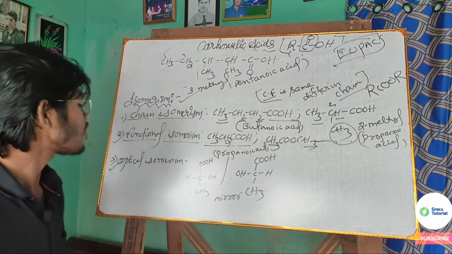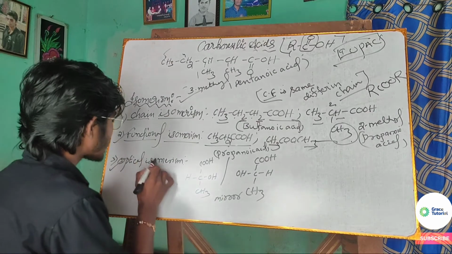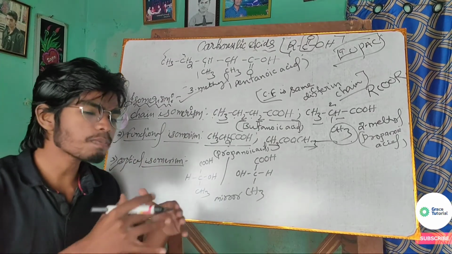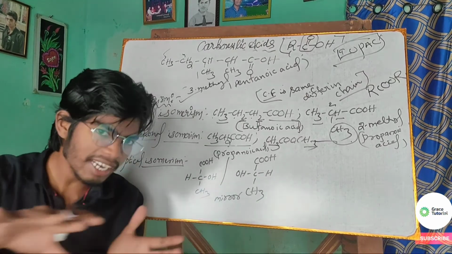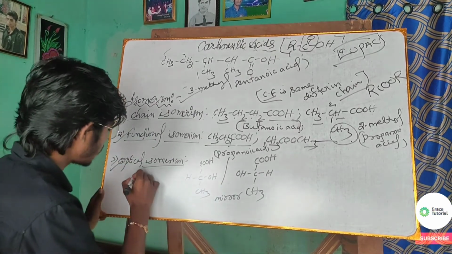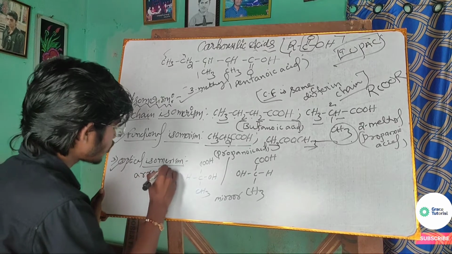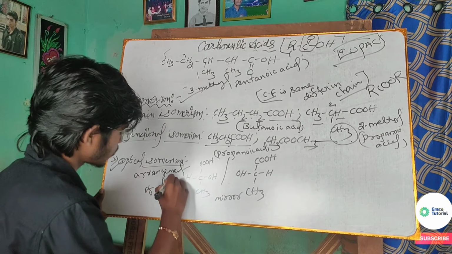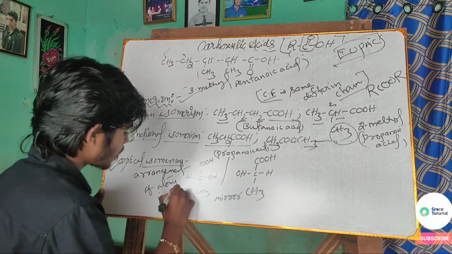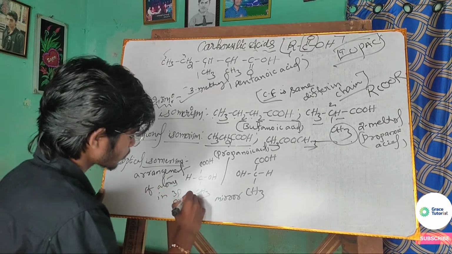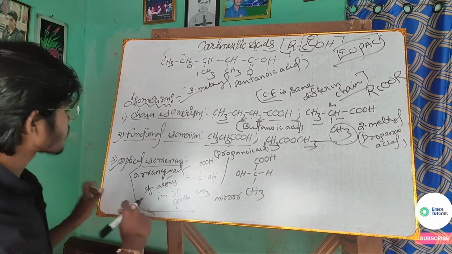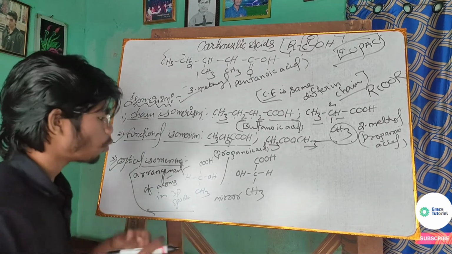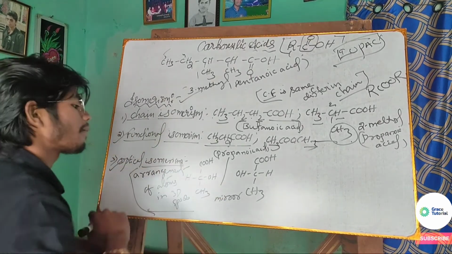So what is this optical isomerism? In the case of optical isomerism, there is a spatial arrangement of the atoms in 3D space. That's what we will discuss here as optical isomerism. But in optical isomerism, how? Suppose you see one compound is there.